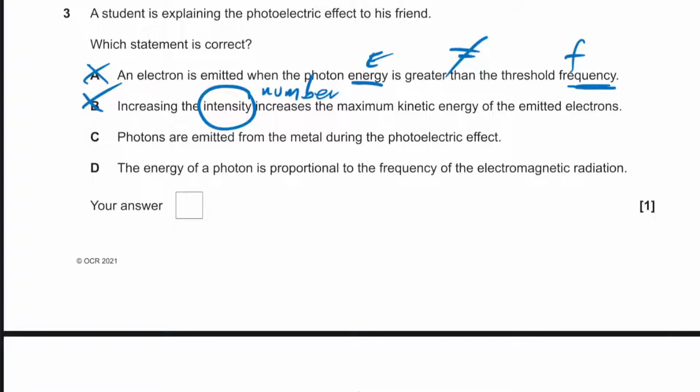C, photons are emitted from the metal during the photoelectric effect. No, electrons are, aren't they? So that can't be right. Has to be D. Let's check it though. The energy of a photon is proportional to the frequency of the EM radiation. Yes. Oh, so that's not really anything to do with the photoelectric effect. That's just photons, isn't it? So we know that E equals hf, so therefore E is proportional to f. Easy start. I'm loving it so far.